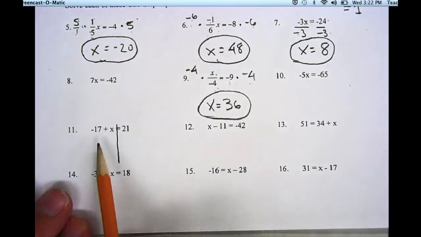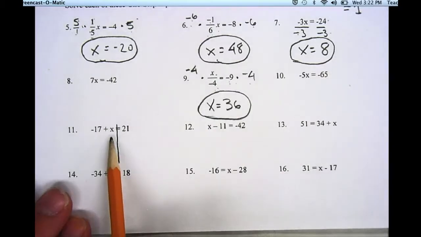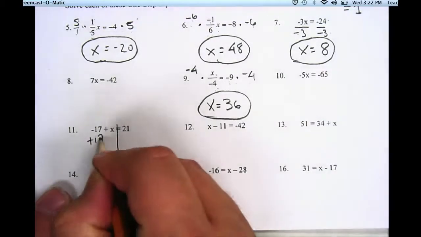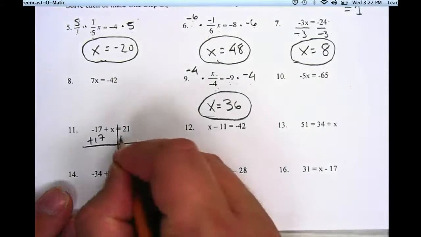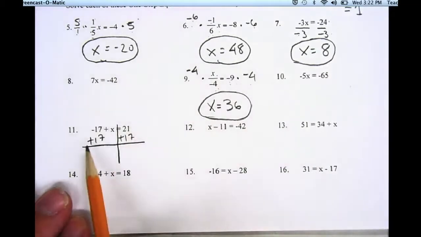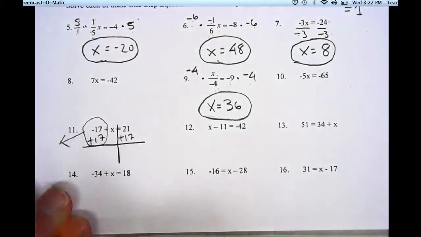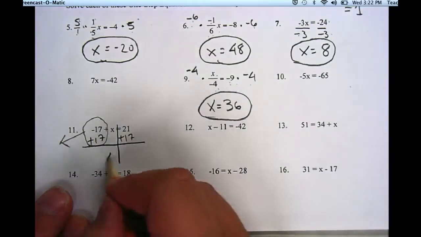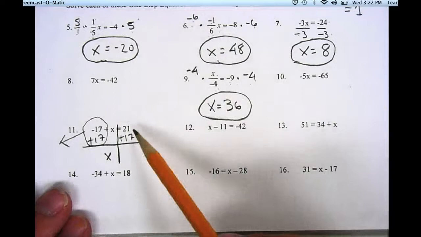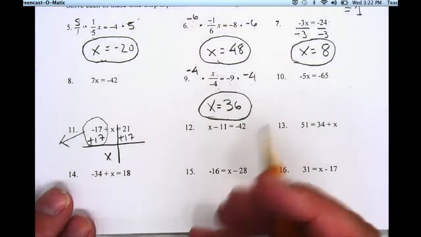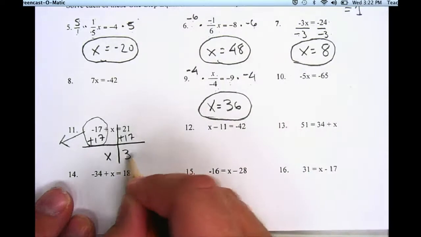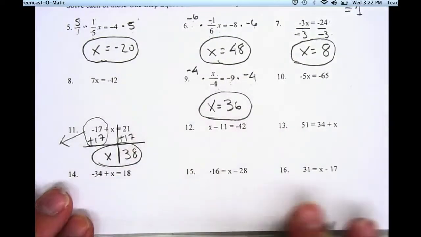So here's my variable. I've got to create a 0 with my x. Well, I have a negative 17. To create a 0, it's positive 17. But if I have a positive 17 there, I have to keep it balanced, so I have a positive 17 there. My positive and negative 17 created a 0, so that's gone. When I create a 0, that's not there anymore. So on the left side, I just have x. On the right side, I have 21 and 17. They're both positive, so I'm just adding or combining two positive numbers, which is going to be 38. So x is equal to 38.